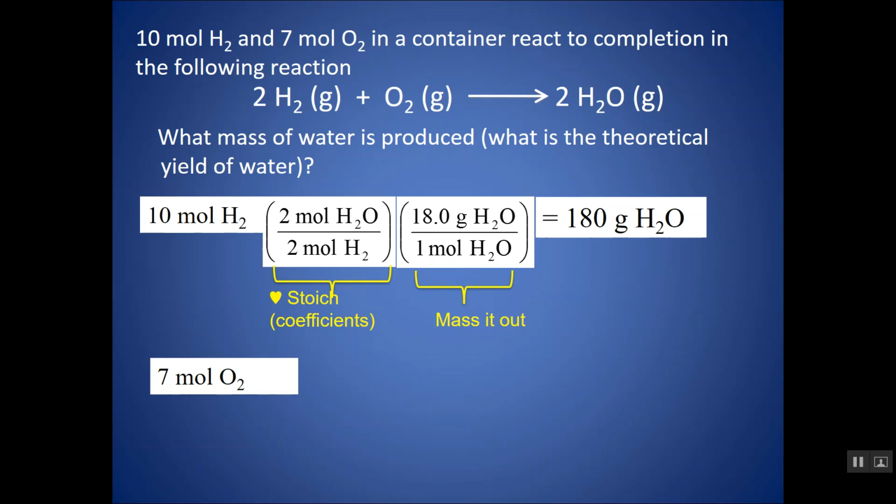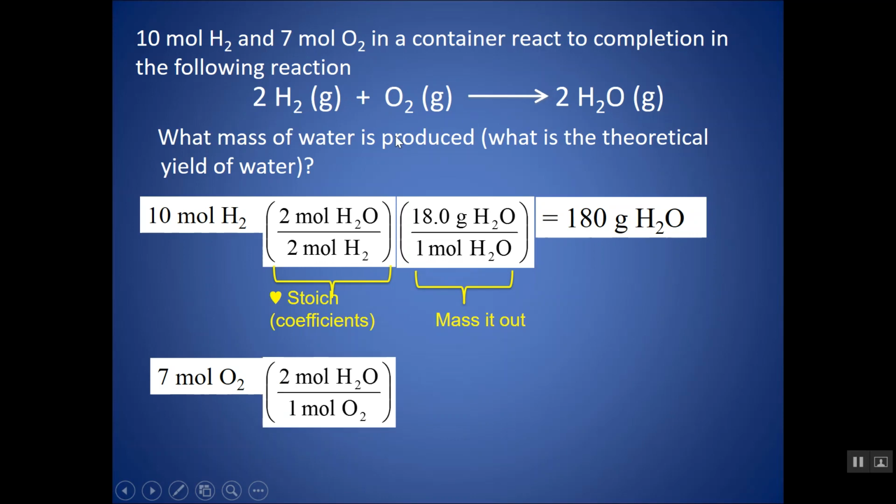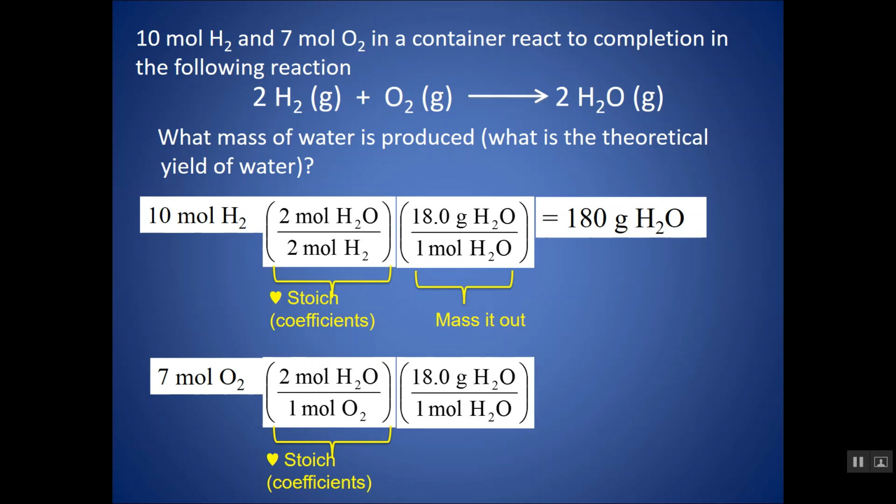Okay, so I'm going to take the 7 moles of oxygen gas. I'm in moles already, so I can go straight to my coefficients, and in a stoichiometry step, I can convert moles of oxygen into moles of water. Okay, and let's mass it out since they asked for a mass, which I really don't have to. I could just compare mole amounts, but we might as well get into mass right away. And I get that 252 grams of water are produced.